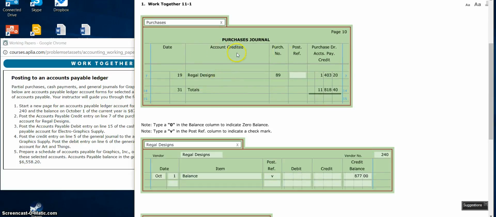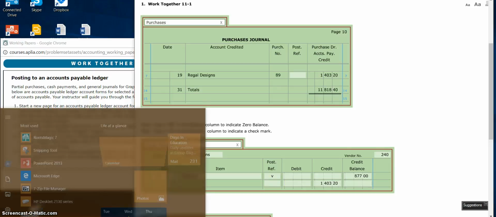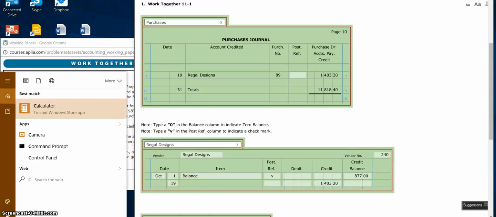Okay, this is just a partial purchases journal. On line 7, it says the date's the 19th. We're going to assume this is for October. It says this is an accounts payable credit, so I'm going to my credit column and I'm going to put in $1,403.20. Now I have to figure out what my balance is. I had a credit balance, then I had another credit. So will I add or will I subtract for these?